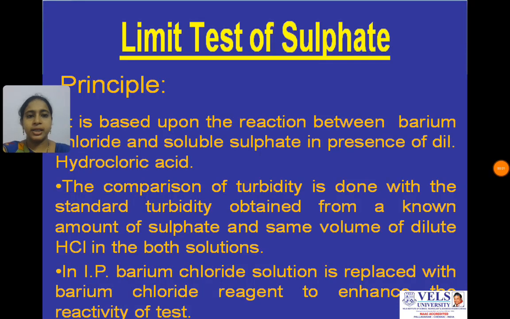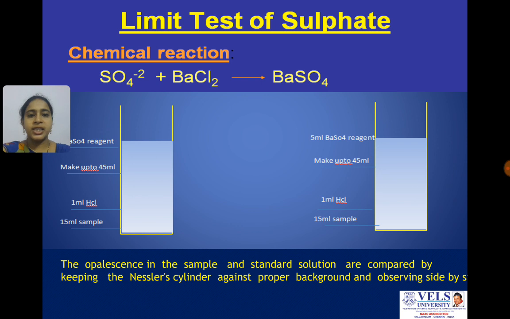Limit test for sulfates. The principle is based upon the simple reaction between barium chloride and soluble sulfates in the presence of hydrochloric acid to produce insoluble barium sulfate, which will produce opalescence to the solution. The comparison of turbidity with that of the standard is obtained by dissolving the known amount of sulfate in the same volume of dilute hydrochloric acid in both the solutions. The reaction is as follows. The soluble sulfates react with barium chloride to produce insoluble barium sulfate, which will produce opalescence in both the Nessler cylinders, test and standard.